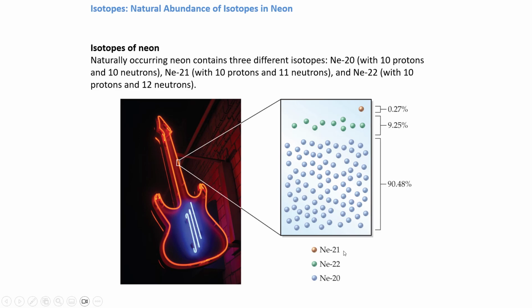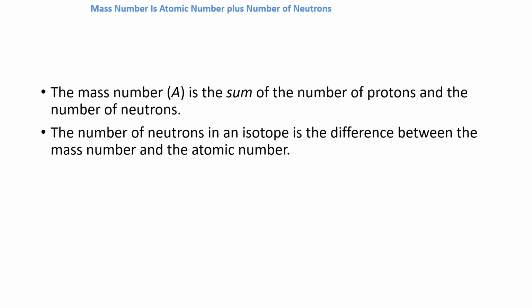And depicting it this way is also a shorthand of indicating that it's an isotope. So any -20 is giving the symbol and then the atomic mass. And because we're giving the atomic mass, we are indicating the number of protons and neutrons in the nucleus. So the mass number A is the sum of the number of protons and neutrons. So the number of neutrons in an isotope is the difference between mass number and the atomic number.